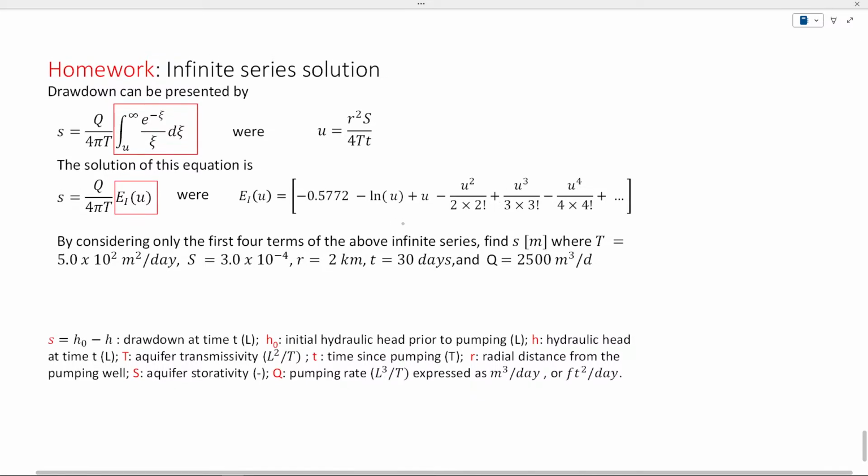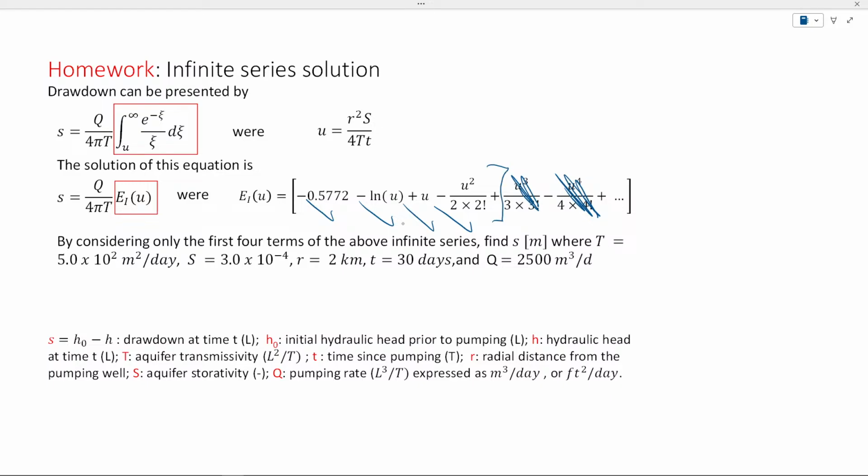Basically, I just want to make sure. So the drawdown can be presented by this. The solution of the equation is this, where this is the infinite series solution. By considering only the first four terms of the above infinite series, so the first four terms would be 1, 2, 3, 4, up to here. So you don't consider this guy, you don't consider this guy.